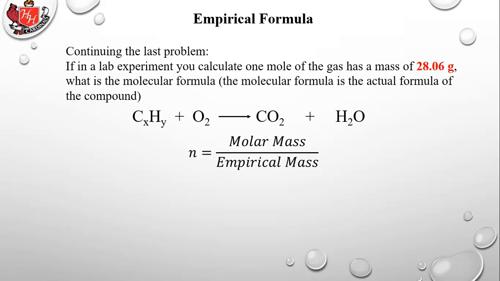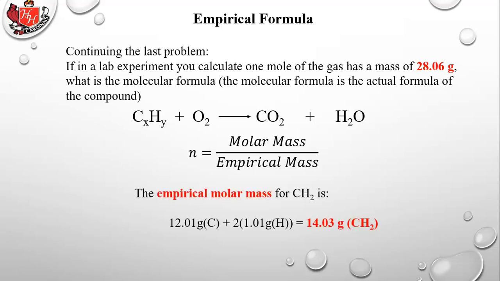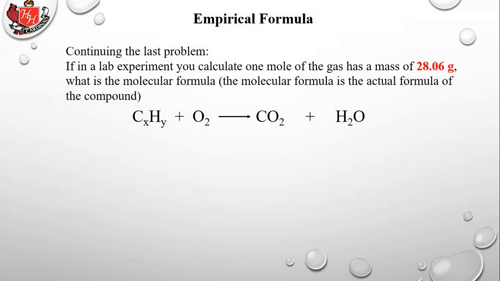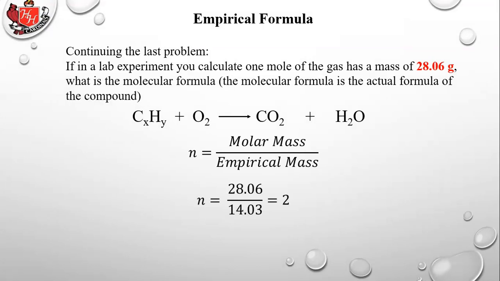So the molar mass is 28.06. We've seen that number before when we've done molar masses. You might recognize it. Now we also need to compute the empirical molar mass for CH2. The one carbon has a molar mass of 12.01 grams, and the two hydrogens are 1.01 each. You multiply those by 2, and you end up with a total of 14.03, which is the empirical molar mass for the empirical formula CH2. So now we can just do a simple division problem.